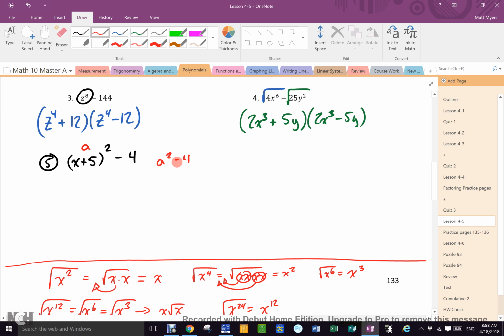What is it? It's a plus 2 and a minus 2, isn't it? What's a? X plus 5. So isn't this x plus 5 plus 2? And what's this one? X plus 5 minus 2. Hey, I know what 5 and 2 is. I went to kindergarten. What is it?